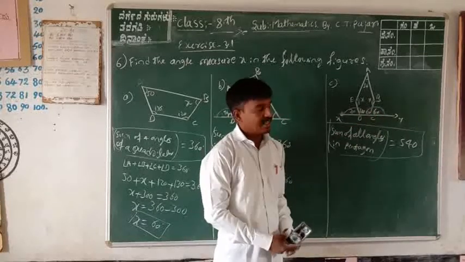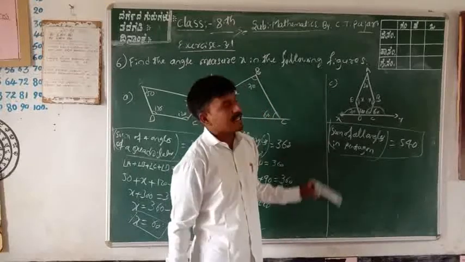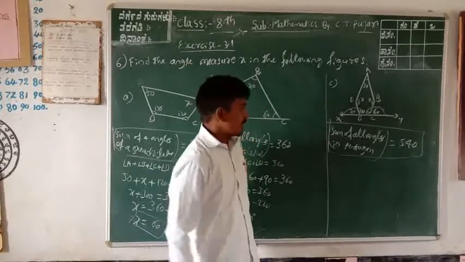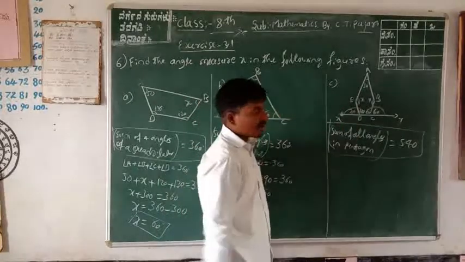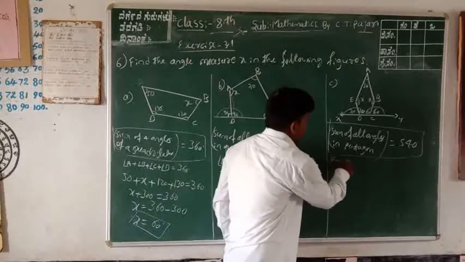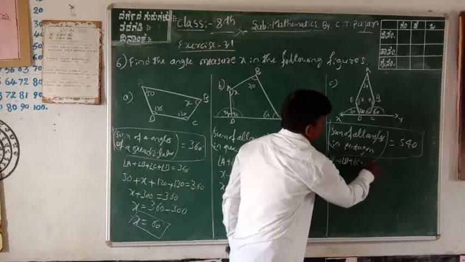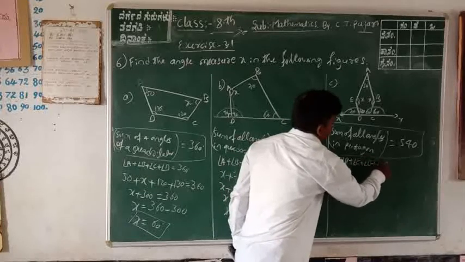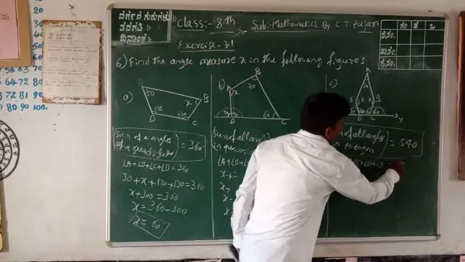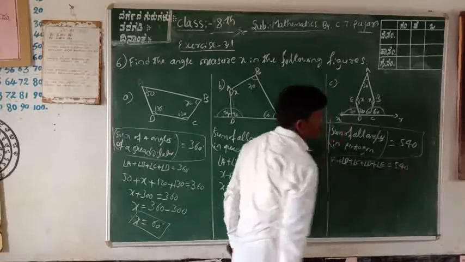Two pairs are here. Again, you can find out the x value in the given condition. The sum of all angles in the pentagon: angle A plus angle B plus angle C plus angle D plus angle E is equal to 540.